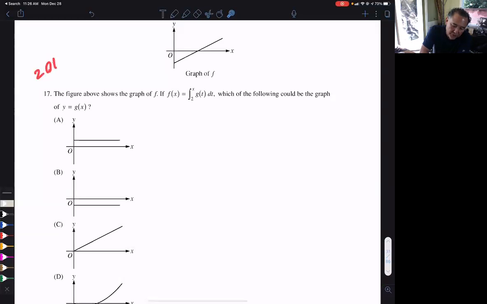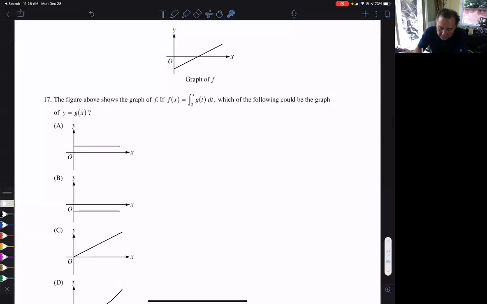This is 2012, number 17. All right, we can do this by kind of plugging in values. So we want the graph of, oh, this is the graph of f. Okay.